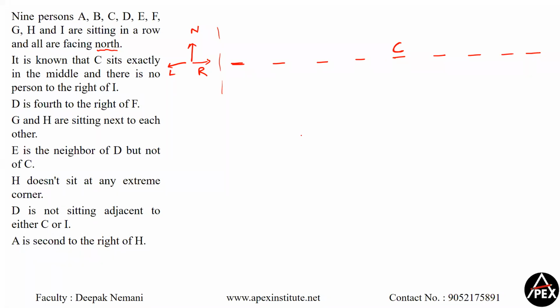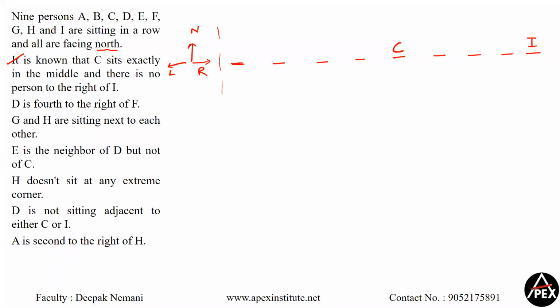So what is the meaning of that sentence? There is no position to the right of I. What is it telling us? That I is to the extreme right. Why am I starting my solution with this statement? Because if I use this statement, I am getting two definite positions, of C and I. Now I have definite positions of C and I.